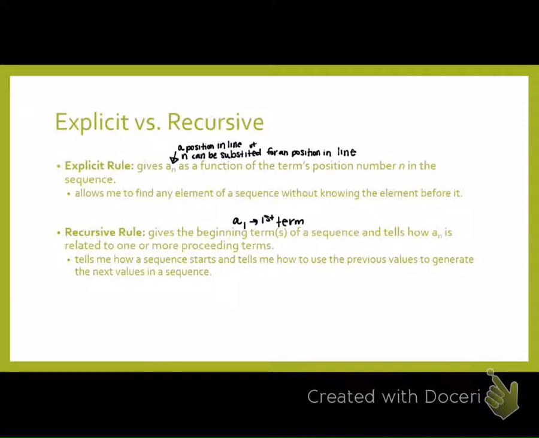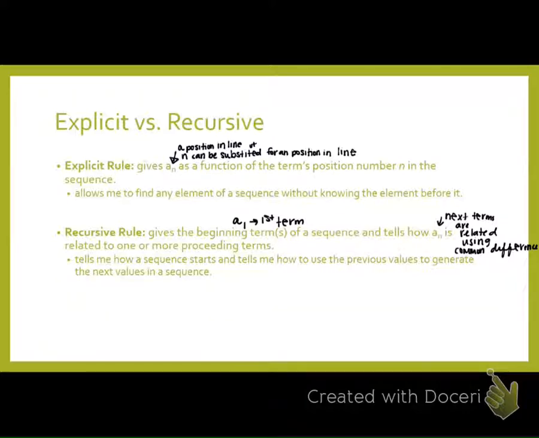So it tells you how the next terms are related using the common difference. So kind of like our next now from the previous page. That's what that one will be similar to. So it tells me how a sequence starts and tells me how to use the previous values to generate the next values. In an explicit rule, you can find any term.